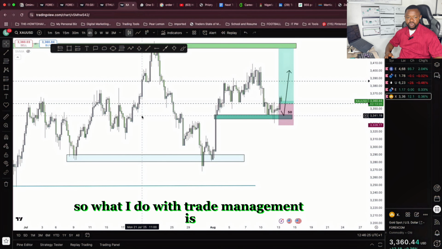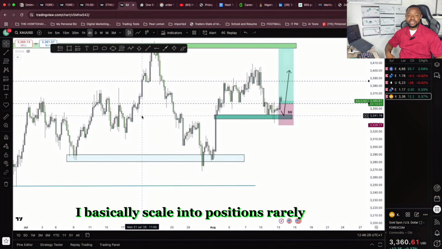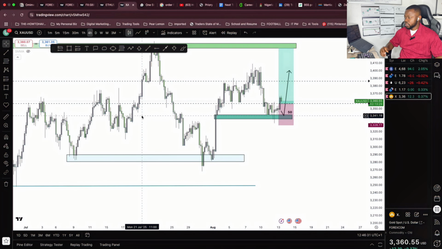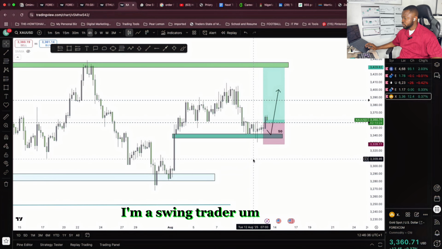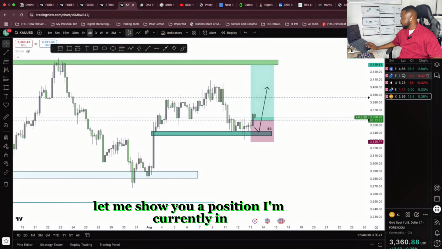So what I do with trade management is I basically scale into positions rarely. And I trade the 4 hour time frame. I'm a swing trader. So let me show you a position I'm currently in.